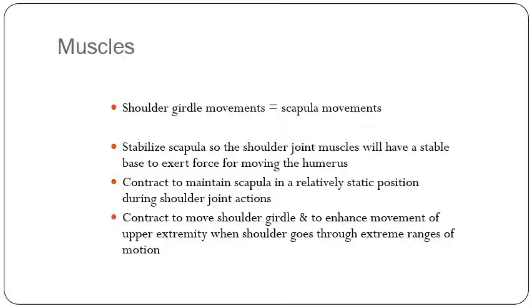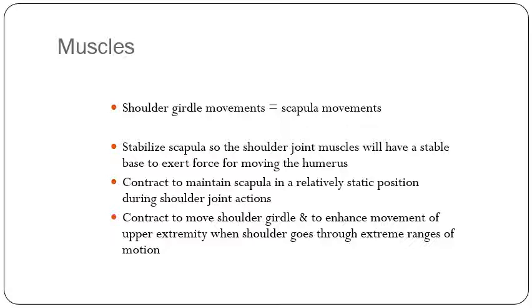Okay, so when we look at the muscles, when we're talking about shoulder girdle movements, we're primarily looking at movement of the scapula. There is going to be some movement that takes place at the AC joint and the SC joint, but we're primarily concerned at this point with how the scapula is going to move. It's important to stabilize the scapula so that the shoulder muscles have basically a base of support to exert force for the moving humerus.